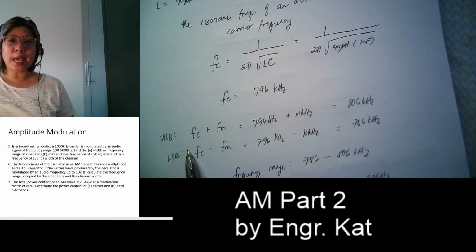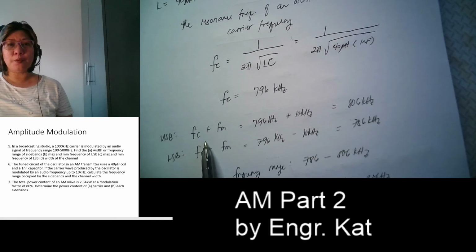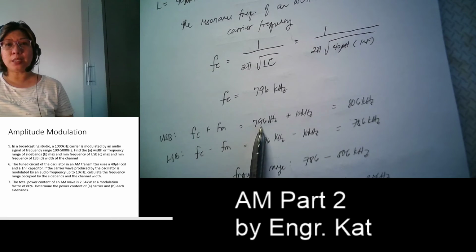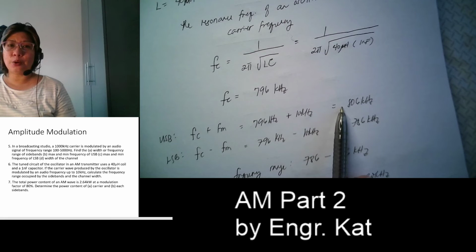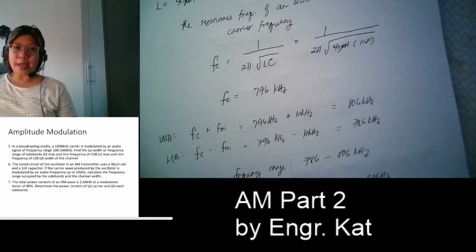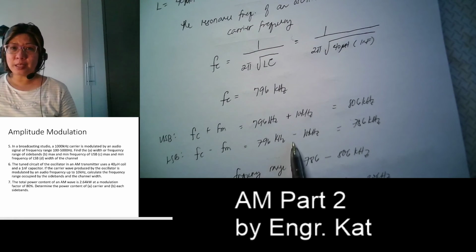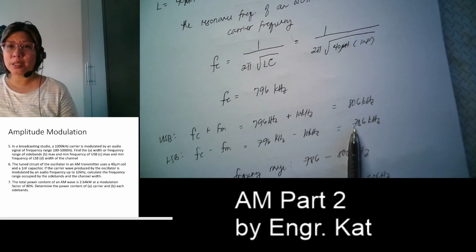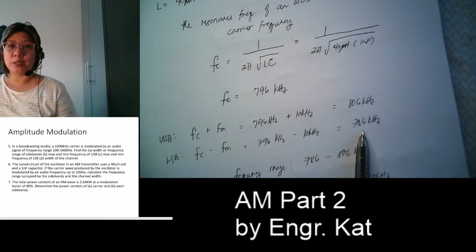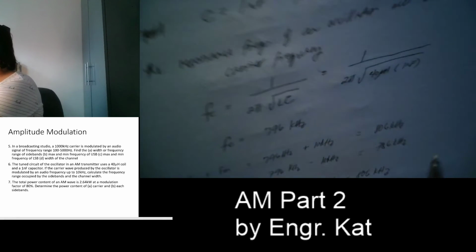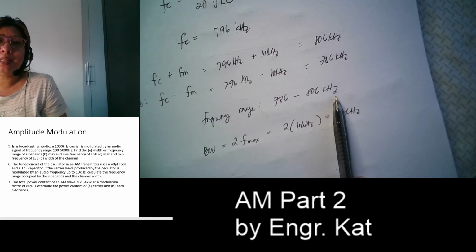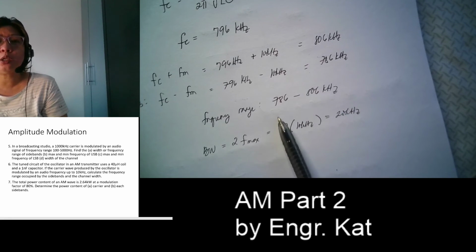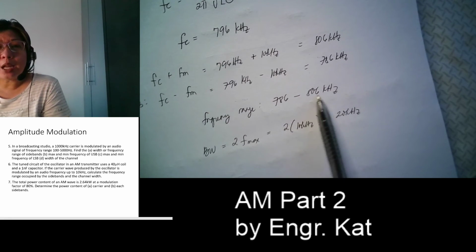So your upper sideband frequency is equivalent to FC plus FM. So that is 796 plus 10. That will give you 806 kilohertz. And the lower sideband is 796 minus 10 kilohertz, which is 786 kilohertz, giving us a frequency range from 786 to 806 kilohertz.